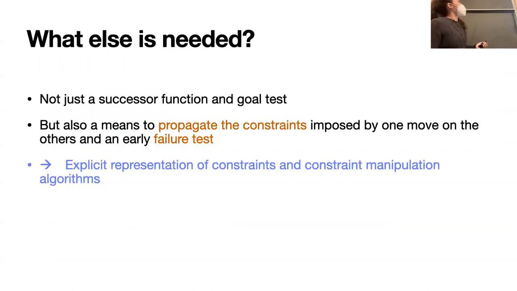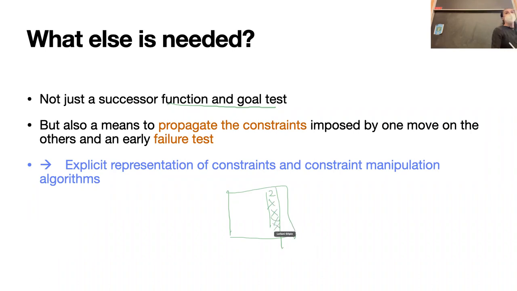So what else is really needed here? Well, you don't just need a successor function and a goal test, right? What you really need to say is that every time you create something with your successor function, you have a new set of constraints. In the Sudoku board, once I put a 2 in a row, I know that nothing else here can be a 2. And I basically need to propagate that every time I set these values. And that's what we're going to be thinking about with constraint satisfaction problems.